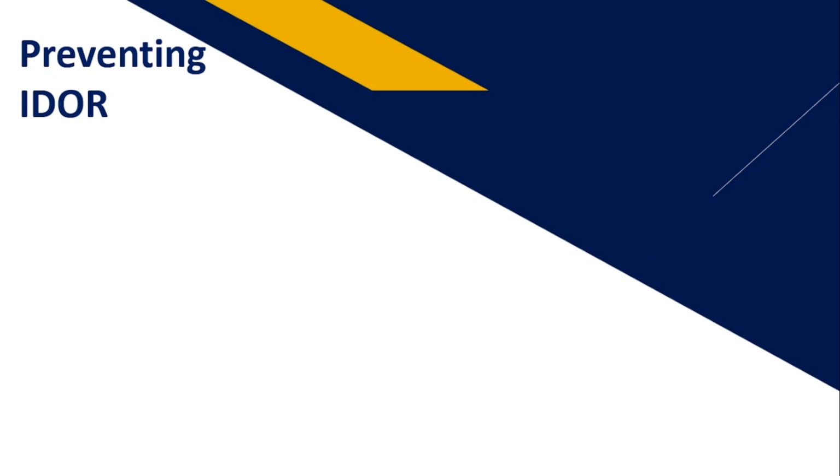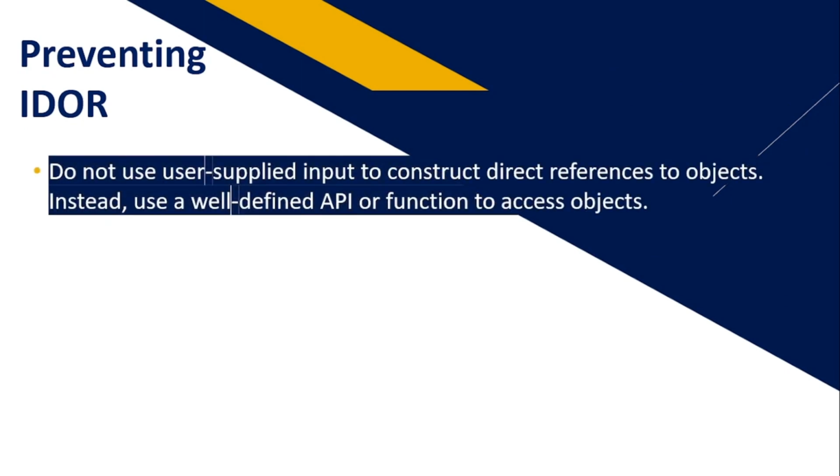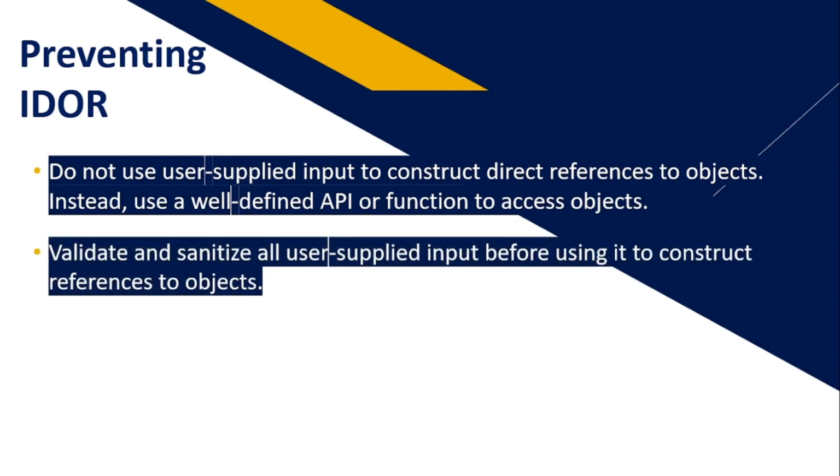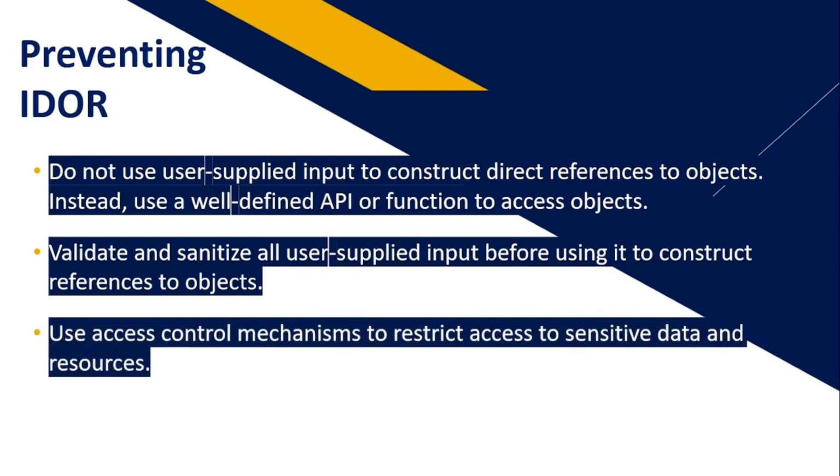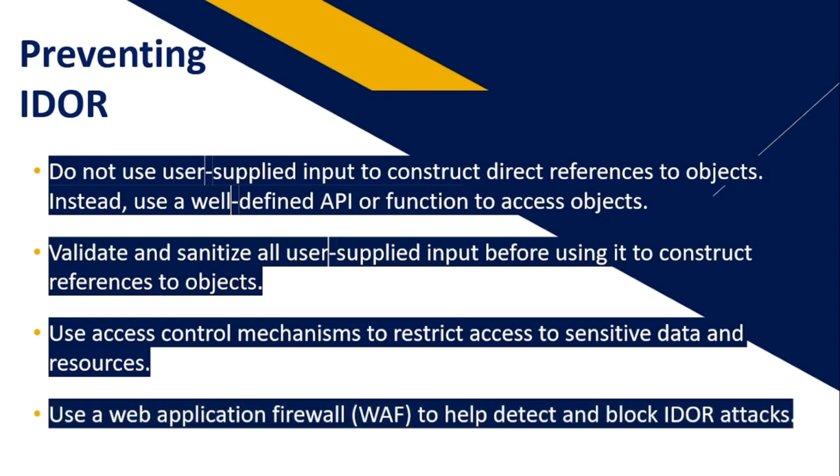So, how do we prevent IDOR? Do not use user supplied input to construct direct references to objects. Instead, use a well defined API or function to access objects. Validate and sanitize all user supplied input before using it to construct references to objects. Use access control mechanisms to restrict access to sensitive data and resources. Use a web application firewall to help detect and block IDOR attacks.